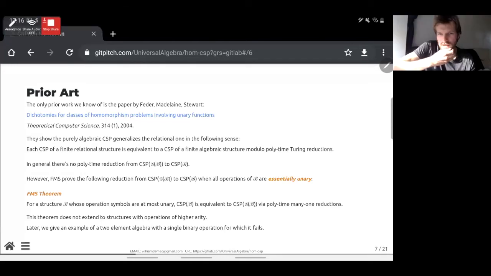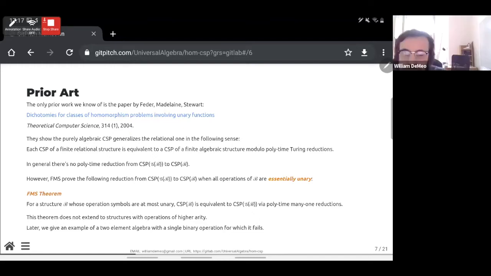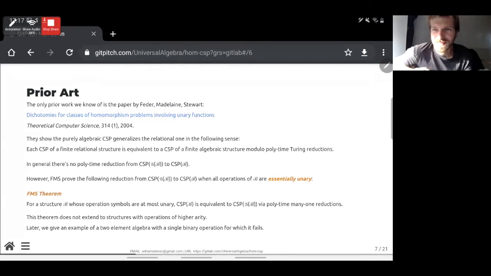Sorry, William, can I stop you for a minute? There is a question in chat from Katerina. She's asking whether the difference with the valued setting is that an operation can output a tuple rather than a single value. Is that correct? Can you repeat that question? The difference with the valued setting is that an operation can output a tuple rather than a single value.